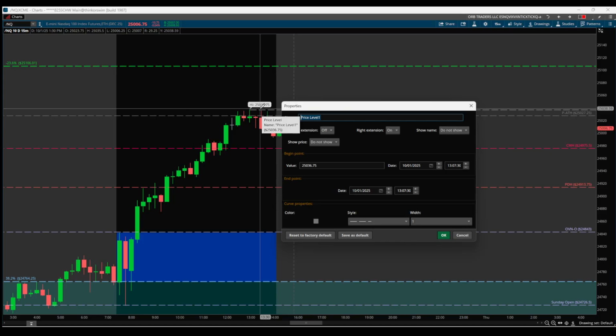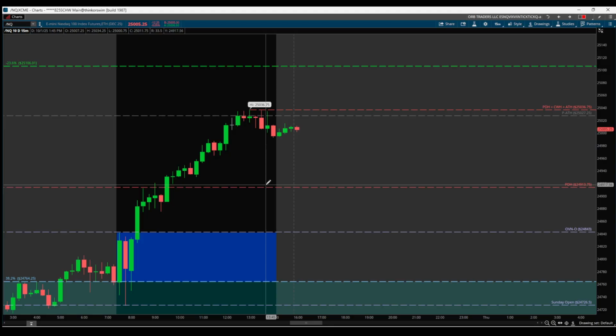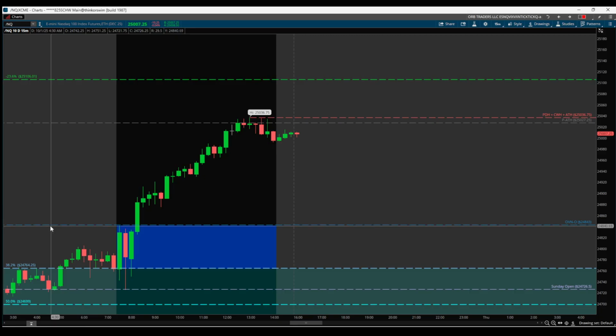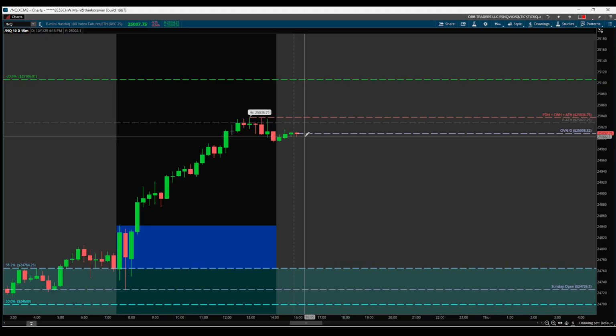First, we're going to do prior all-time high plus current week high. Actually, we'll go current week high plus all-time high. Make that red. And we'll remove this current week high draw. Also remove this. And then we need to move the overnight open. Now that it's open, we can at least set this.